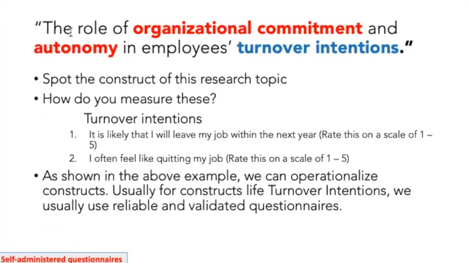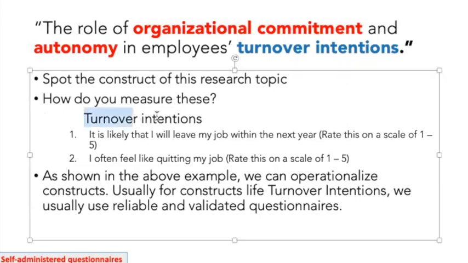Now see here, the same topic that we were discussing earlier, the role of organizational commitment and autonomy in employee turnover intentions. Here they have operationalized turnover intentions by asking two questions. The first one is, it is likely that I will leave my job within the next year. And the second one is, I often feel like quitting my job. So the person is given a chance to rate this from 1 to 5.